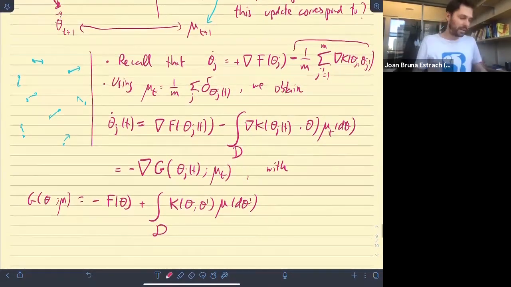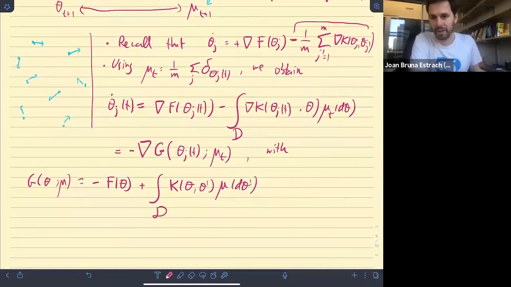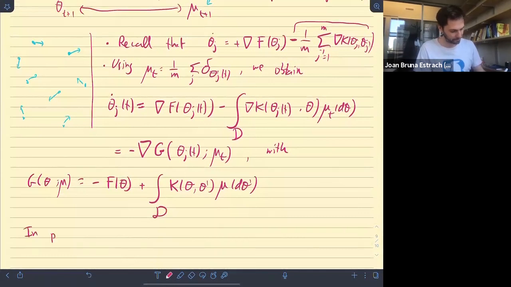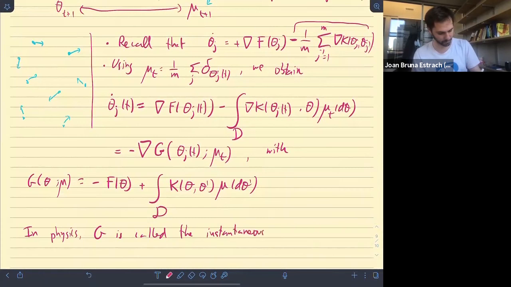This is a very important object. In physics, G is called the instantaneous potential of the system.